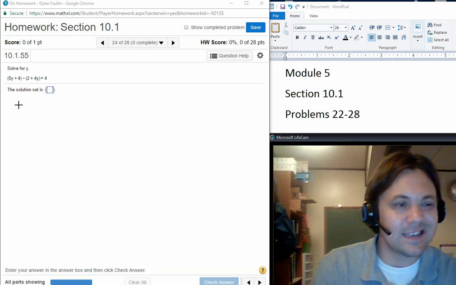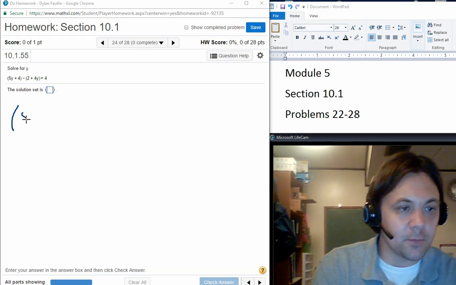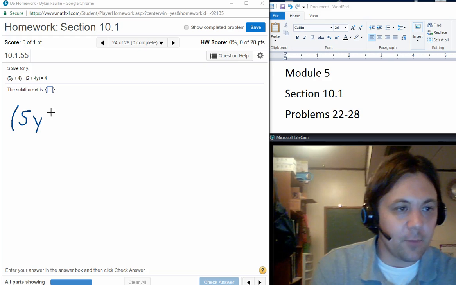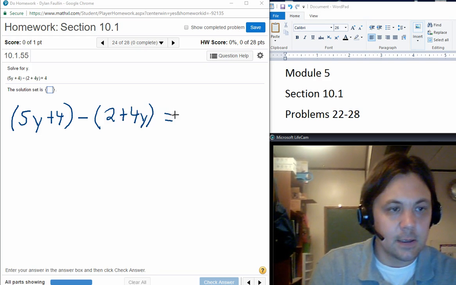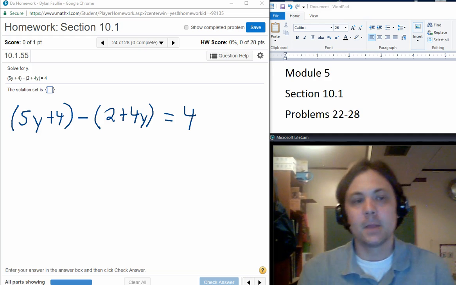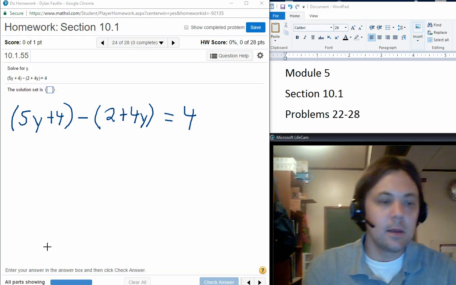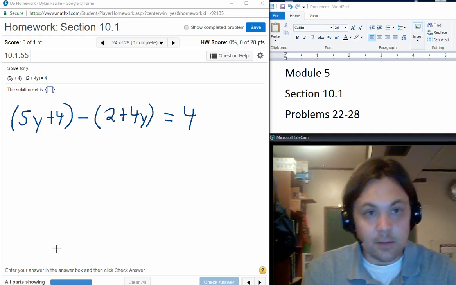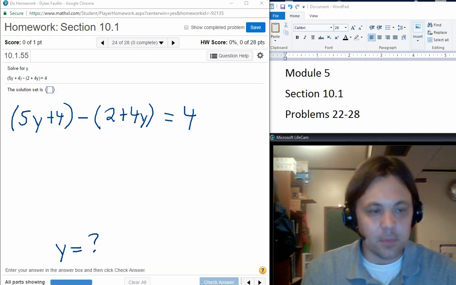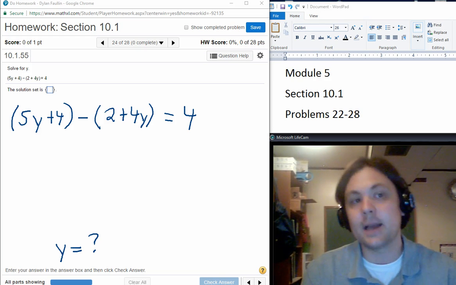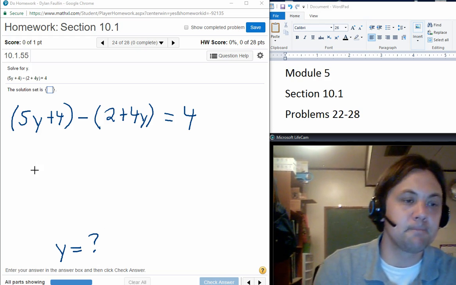This one, though, has parentheses, so that's a new obstacle for us to deal with. We have 5y plus 4 in parentheses minus 2 plus 4y in parentheses equals 4. So we want to solve this equation, which, as always, with all of these equations that we're doing, ultimately means we want to have y equals some number, right? That's our goal, to get y by itself on one side of the equation.